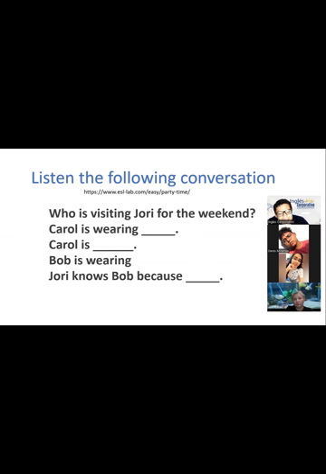The next one is, Coral is what? According to the three possible choices you have, you had to select the best one. Bob is wearing what? And the last one, Jerry knows Bob because, and you listen to this part. So what I want you to do is listen carefully and try to complete this part. Do you see the link in the chat? Yes, teacher. Okay, perfect. Let's go and let's try.